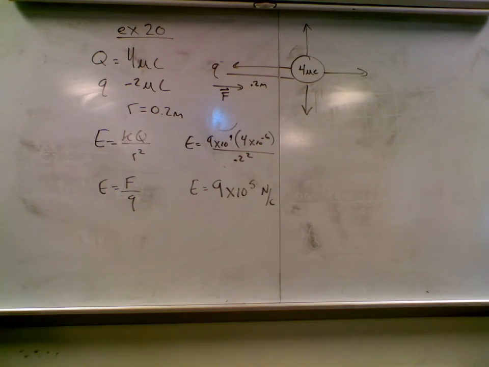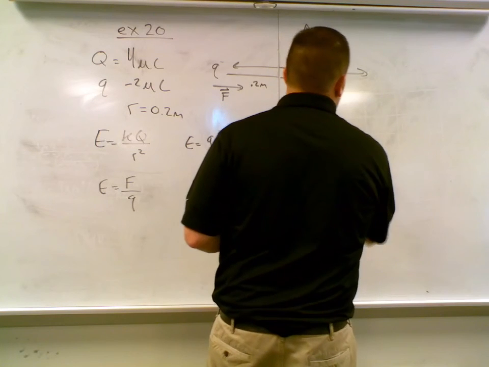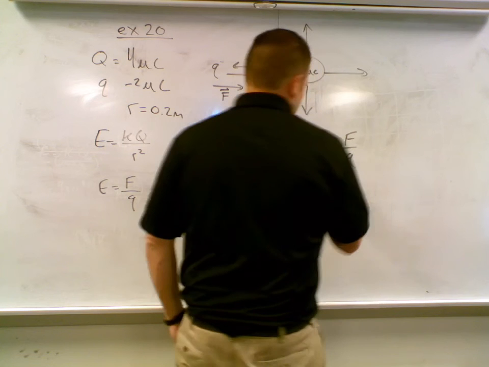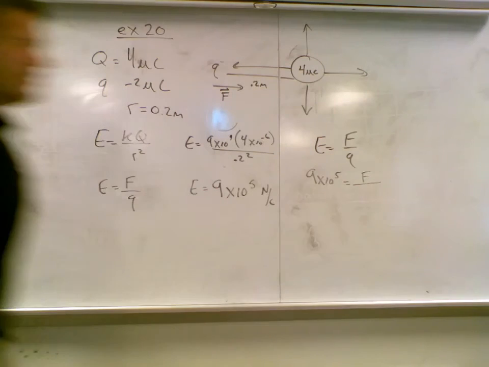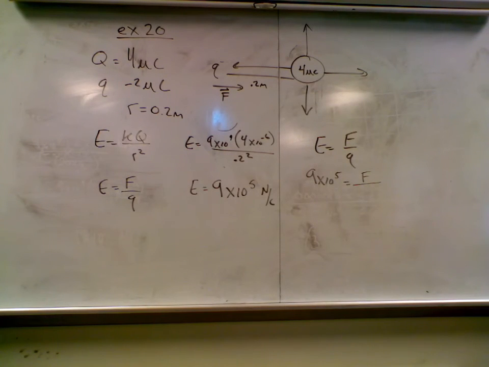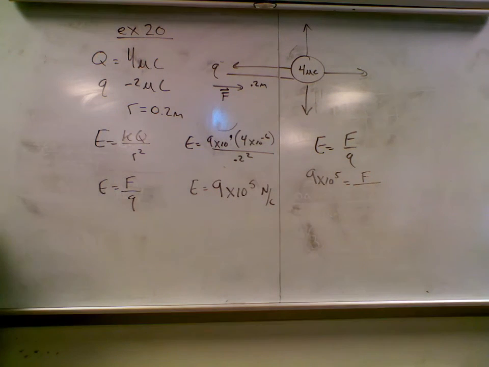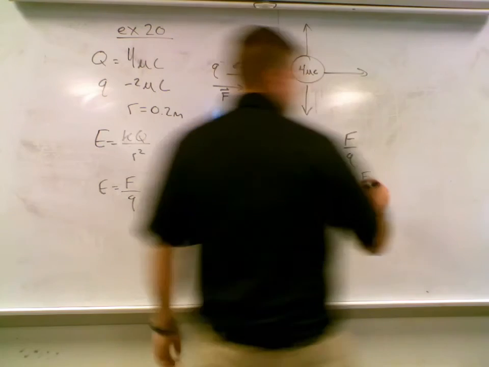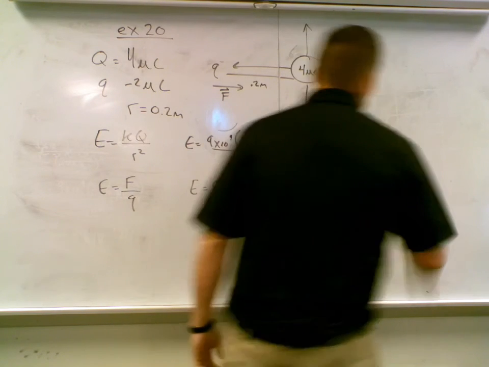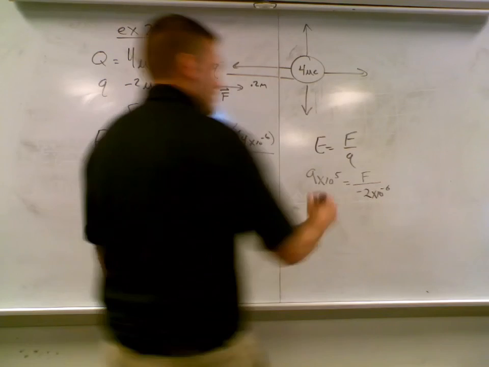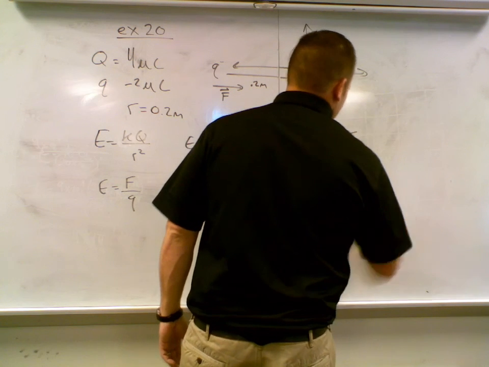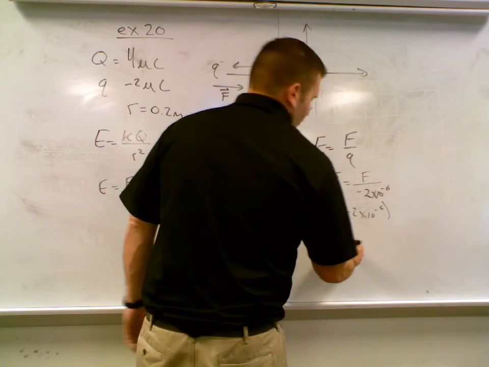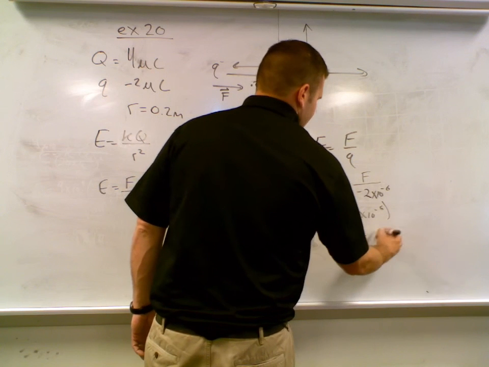We can prove that to ourselves mathematically by using the second equation. E equals F over q. E is 9 times 10 to the 5th. F, we're trying to find. Now which q do I use, 4 or -2? -2. 4 created the field, -2 is experiencing it. Okay? So this is -2 times 10 to the -6. So now to solve, we multiply 9 times 10 to the 5th by -2 times 10 to the -6. And we get -1.8 newtons.